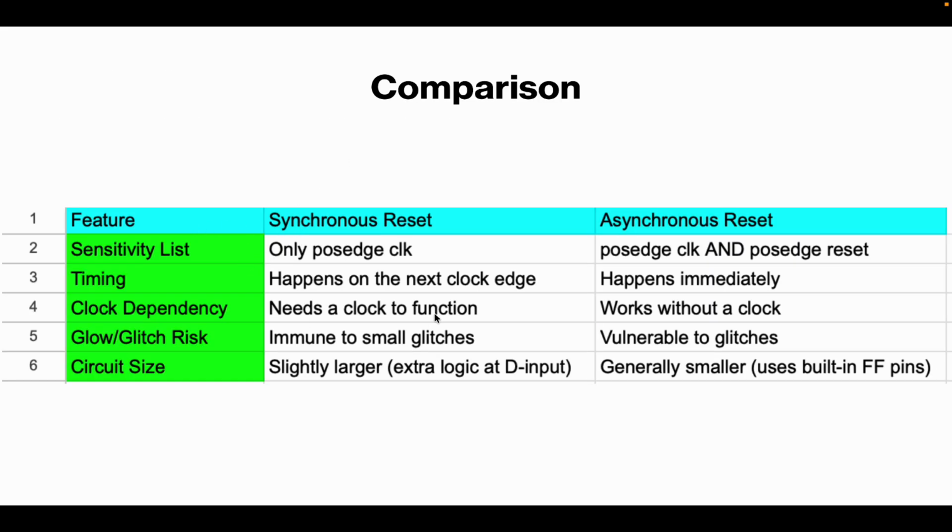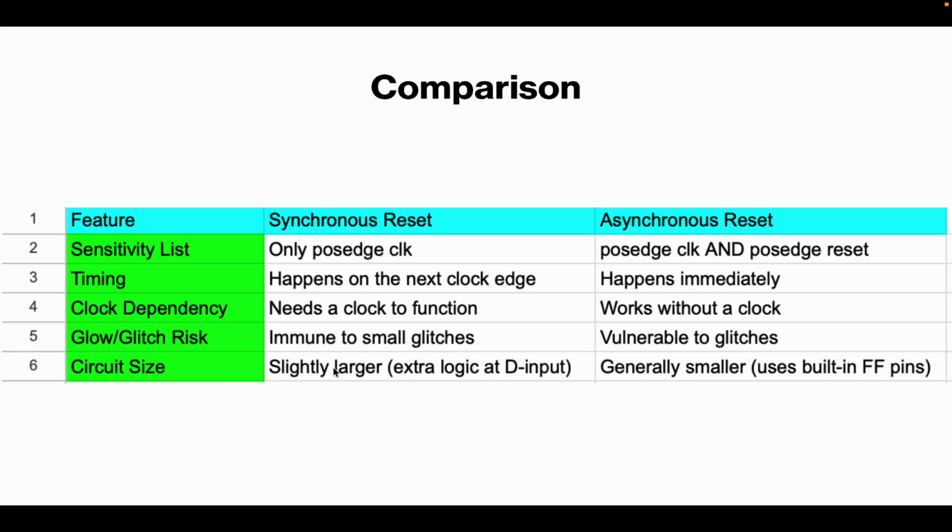Synchronous reset uses only the positive edge of the clock. Asynchronous reset can use the positive edge of the clock as well as the positive edge of reset. In synchronous reset, timing happens on the next clock edge, on the positive edge of the cycle. In asynchronous reset, it happens immediately because it is not dependent on the clock. Synchronous reset needs a clock to function, while asynchronous can work without a clock. As we discussed, synchronous is not that sensitive to noise, but asynchronous is very sensitive to noise. It can suddenly reset.